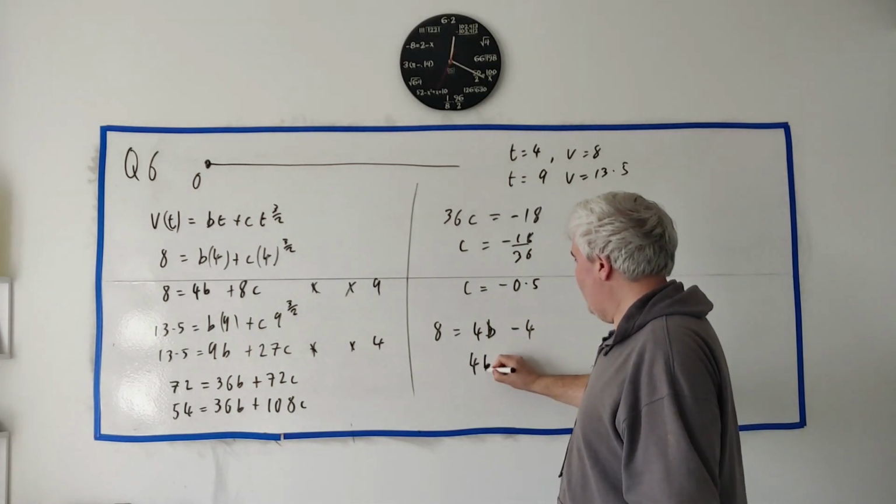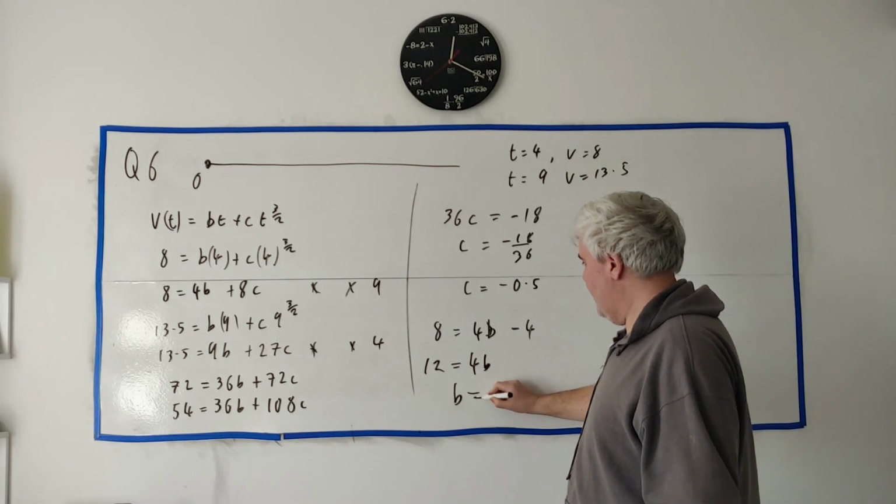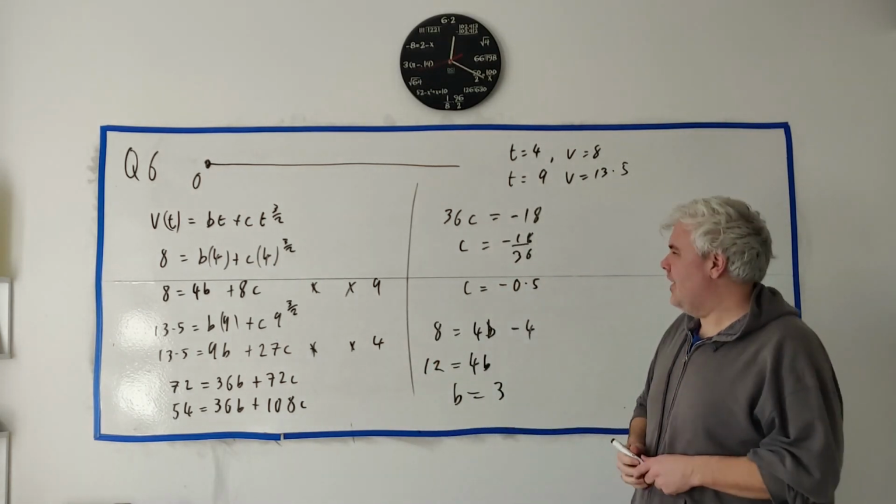That's 4b is equal to 12. That's b is equal to 3, which is again what they wanted. So that's how I would have done that.